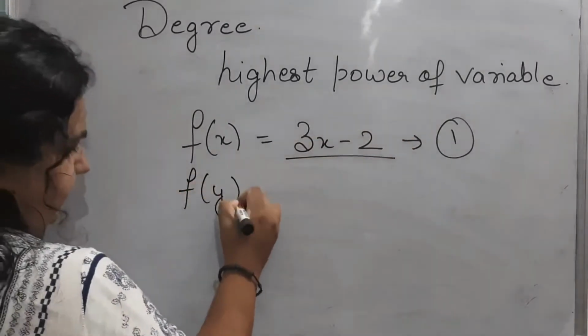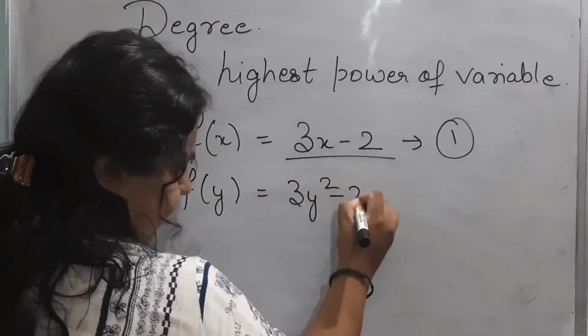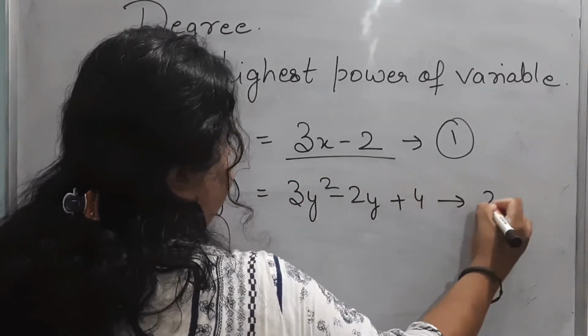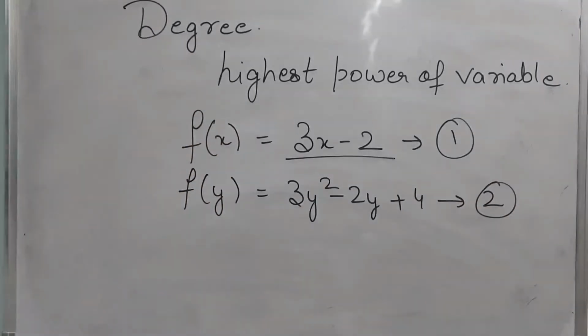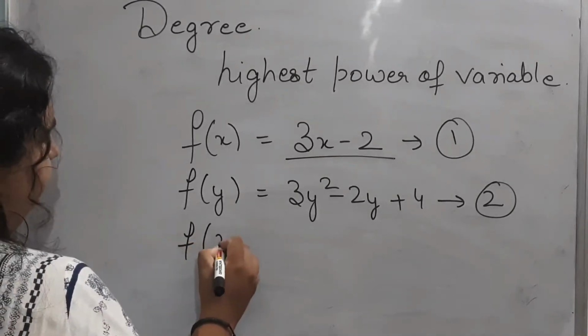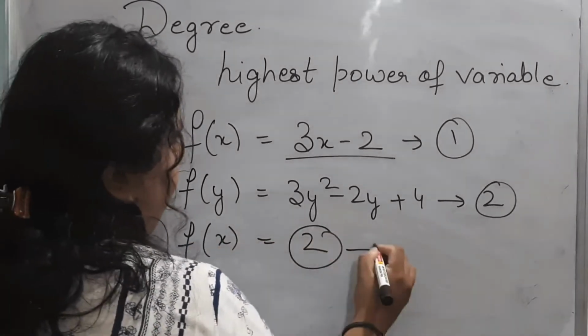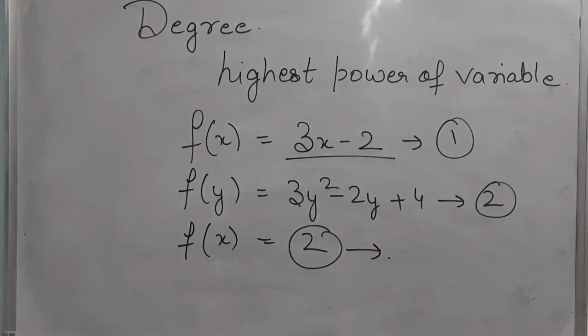Suppose we have this. It has degree 2 because the highest power of the variable is 2. If we have a constant, this is known as a constant polynomial because the degree of the variable is 0. So we can't say that this is not a polynomial. This is a polynomial, but the degree of the variable is 2. The highest degree of the polynomial is 2.